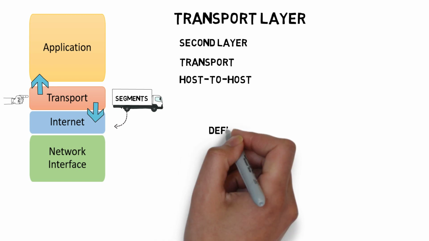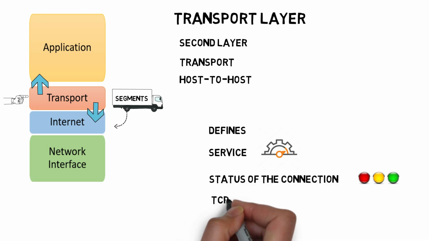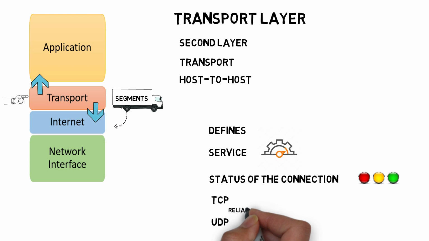It defines the level of service. It also defines the status of the connection used when transporting the data. The main protocols included in this layer are TCP and UDP. TCP stands for Transmission Control Protocol, which provides reliable, connection-oriented transport of data between two endpoints. UDP stands for User Datagram Protocol, which provides unreliable, connectionless transport of data between two endpoints.